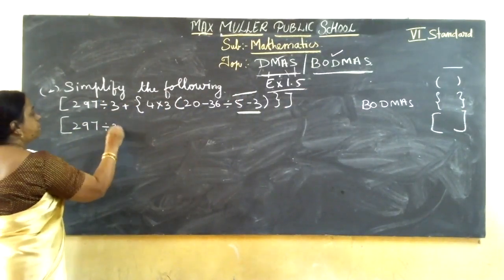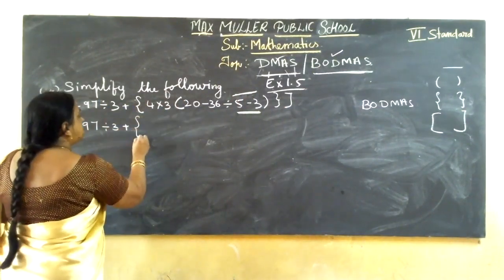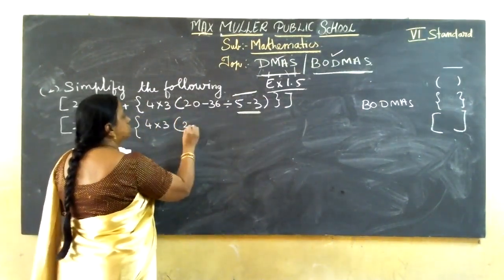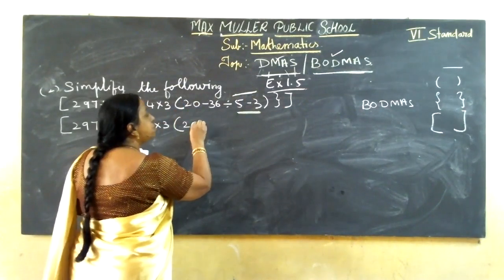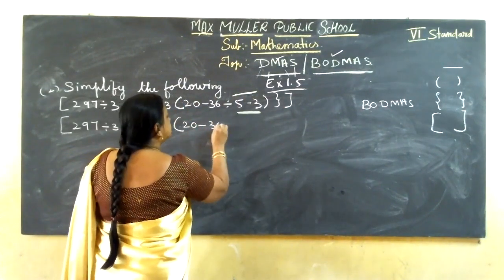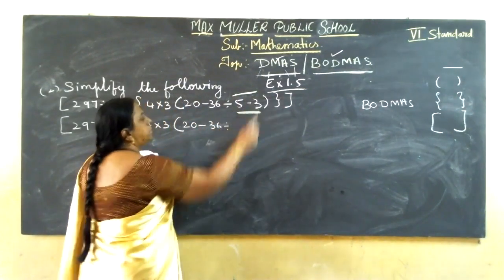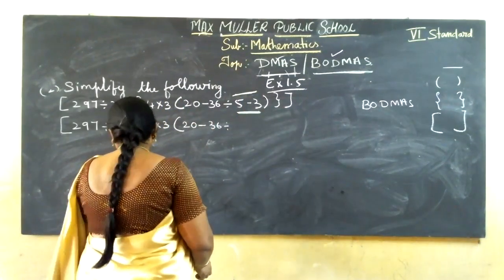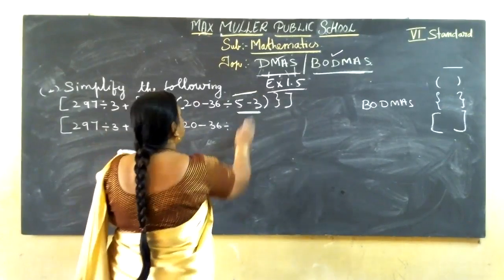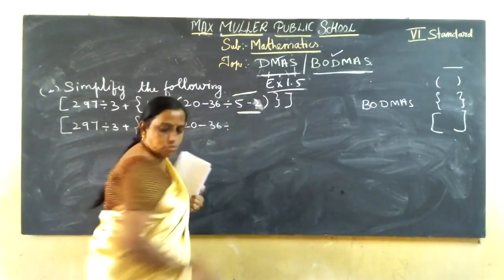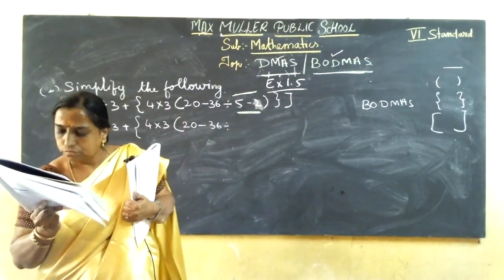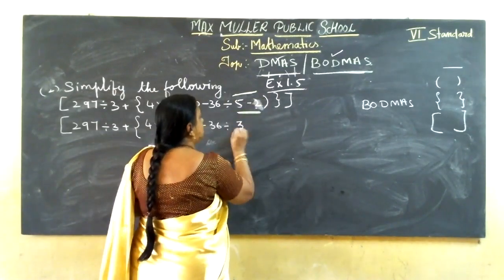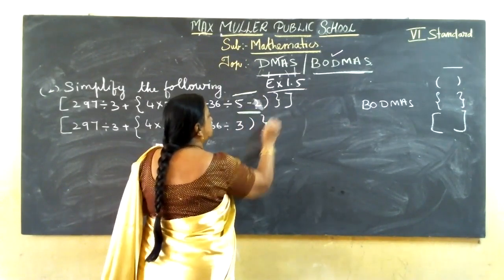297 divided by 3 plus open curly bracket 4 into 3 open round bracket 20 minus 36 divided by 3 minus 2, is 5 minus 3? Sorry, 5 minus 2 will come, I think. Question wrong. 5 minus 2 gives 3. Now close this bracket.